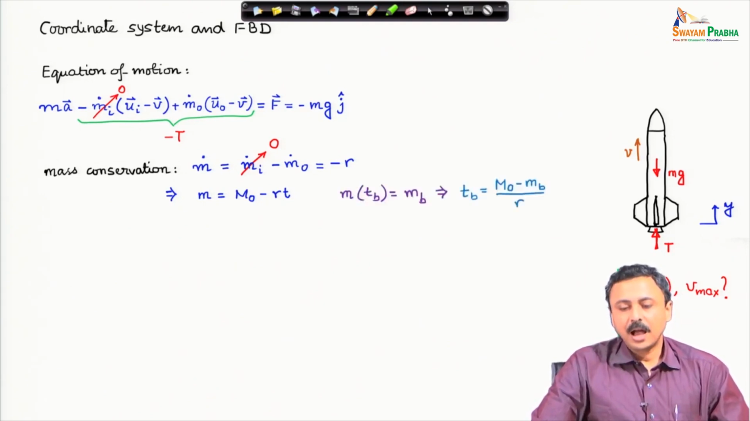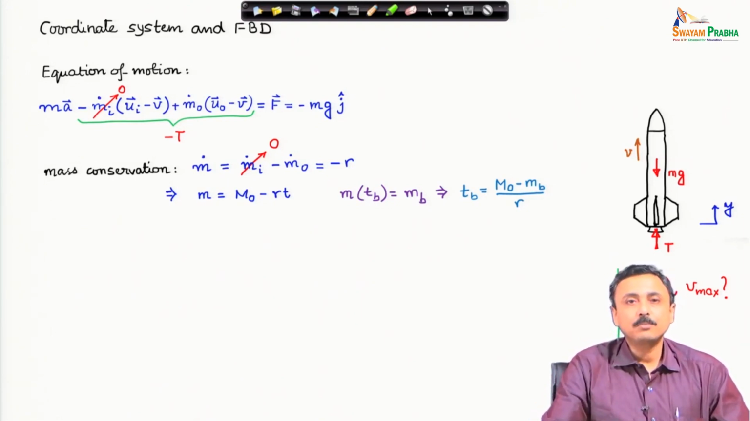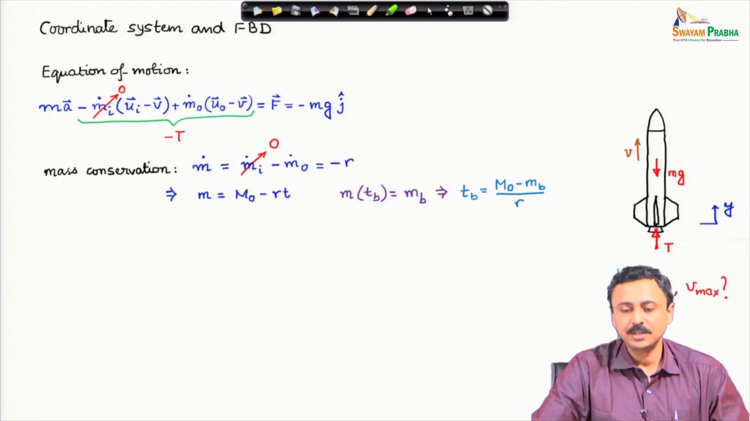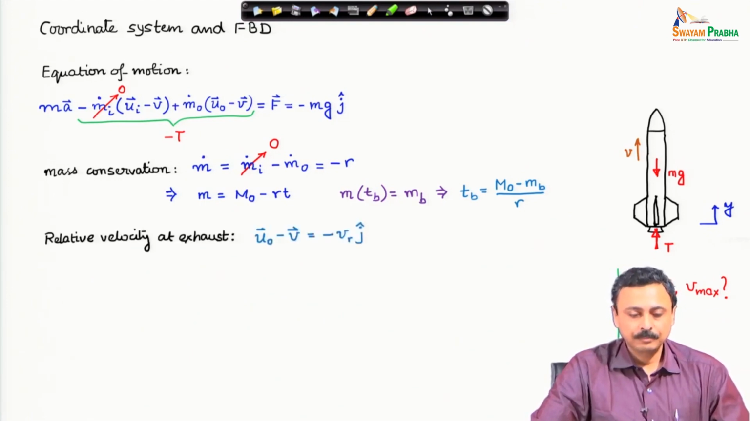and from here I can find out the time taken for burnout, because it is mentioned in the problem that the mass at burnout, that means the dry mass of the rocket without the fuel, is m b. From here I can calculate how much time it takes for burnout. Capital M naught is specified, m sub b is specified, and r, the rate at which it is losing mass, is specified. Therefore, I can find out the time to burnout.